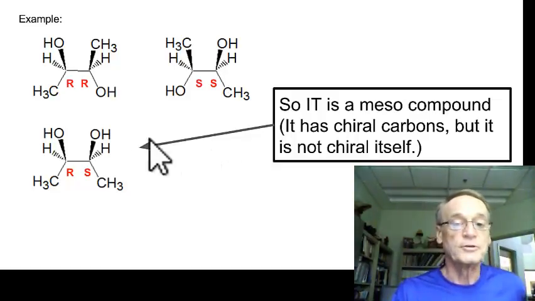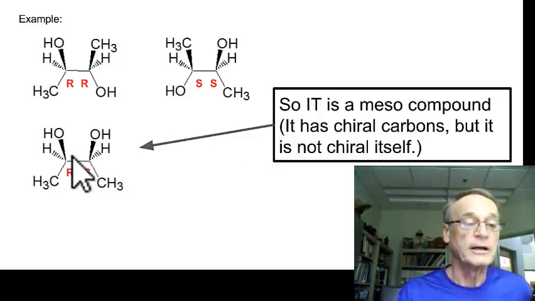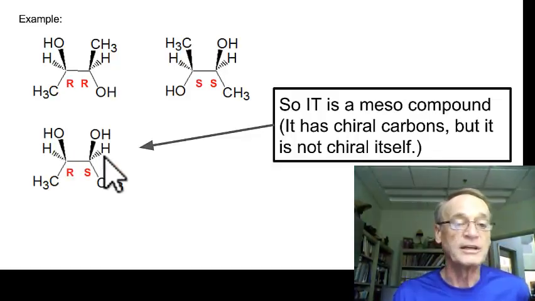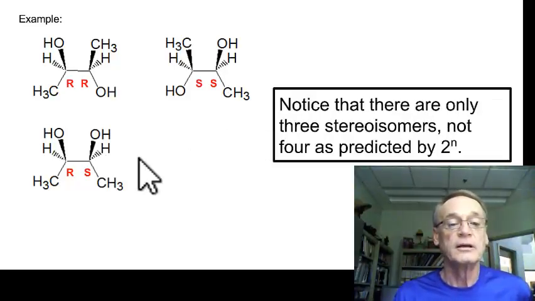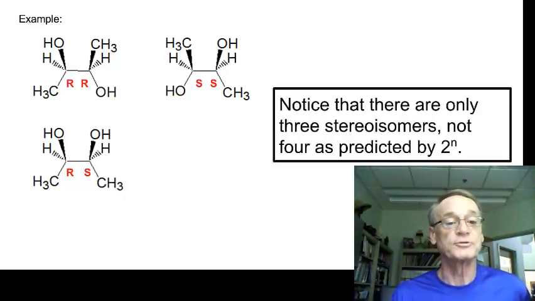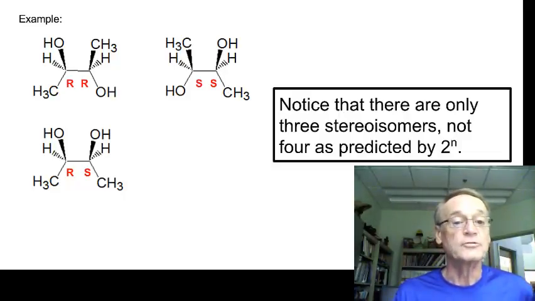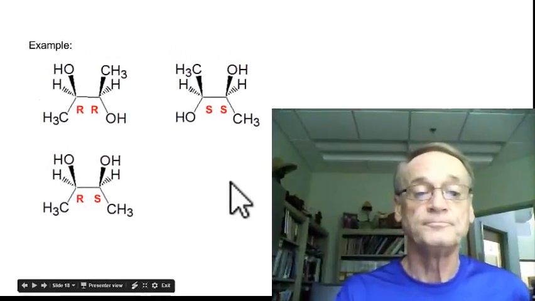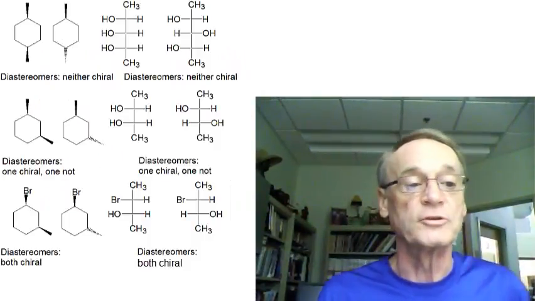So this is, again, a meso compound because it has chiral carbons. Certainly that's chiral, it's R, and this is chiral, it's S. But the whole molecule is achiral, so it's called a meso compound. And again, notice that there are really only 3 stereoisomers here, not 4. And so the 2 to the n rule is not true in this case. This is one of the exceptions to the 2 to the n rule. So anytime you have meso compounds, you're always going to have fewer than the number predicted by the 2 to the n rule.